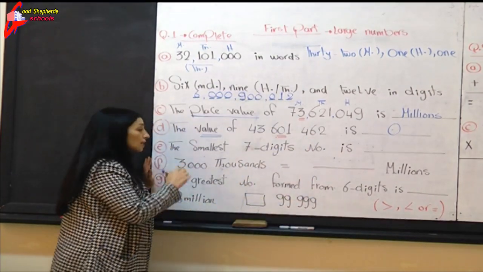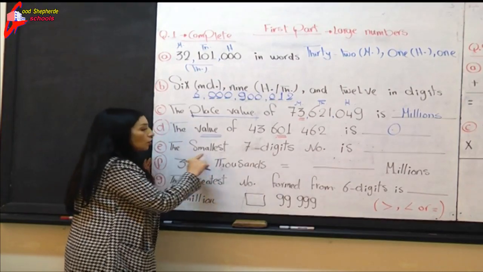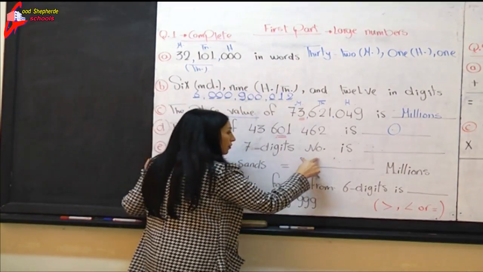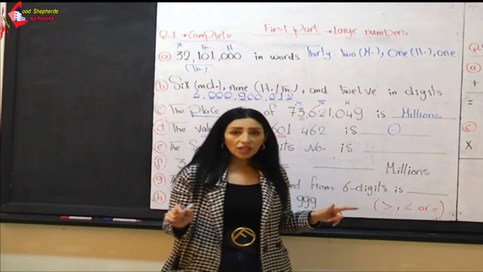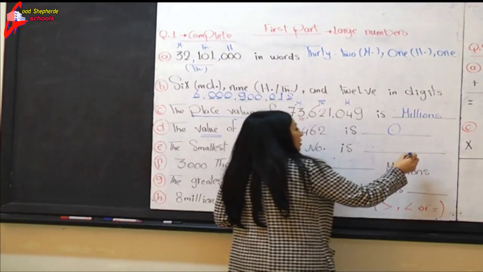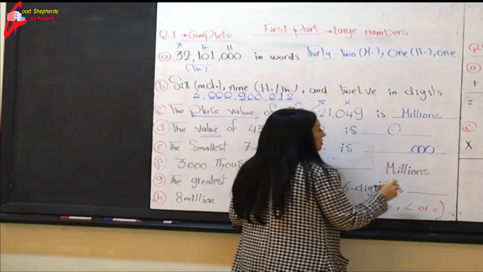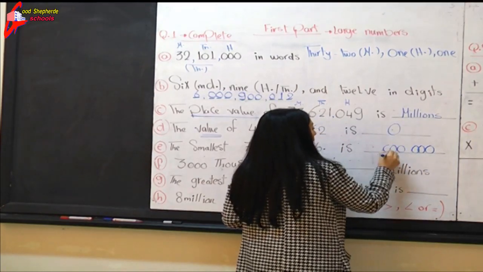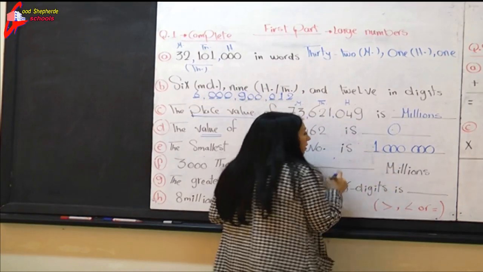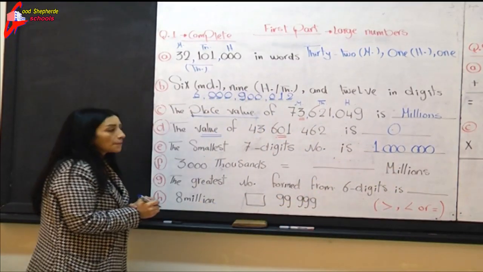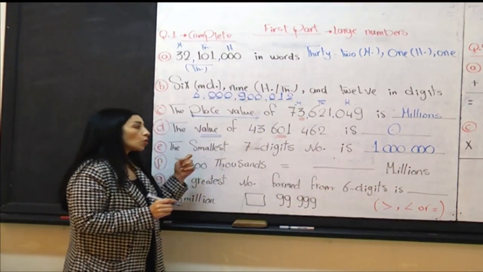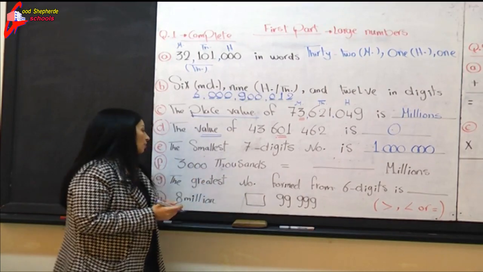Okay? The smallest number, letter E, the smallest 7-digit number is, he asked about 7 digits. 7 digits means 6 zeros, the smallest, and 1. This number is called 1 million. 1 million is the smallest 7-digit number.